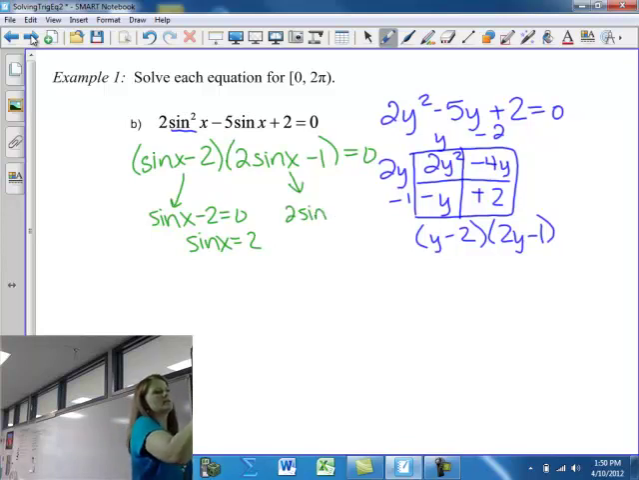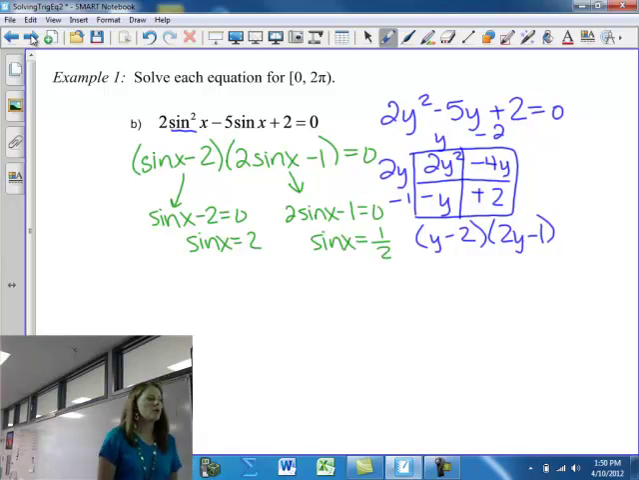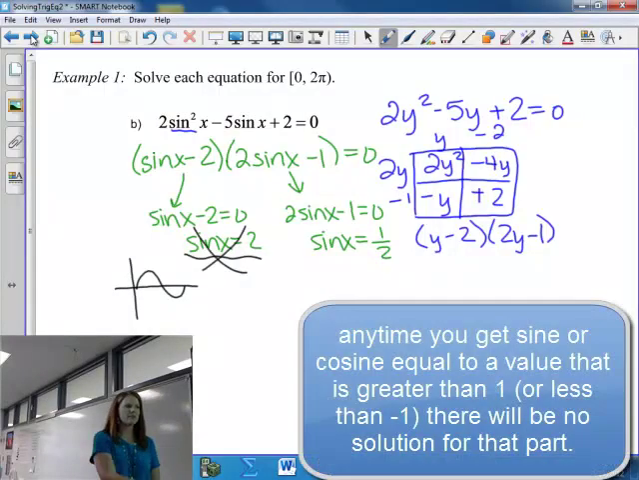2 sine of x minus 1 equals 0. We're going to go ahead and solve that and get... Add 1, divide by 2, we get 1/2. Okay, so back to this first one here. When does the sine of x equal 2? Well, the sine function goes up to 1 and then down to -1 over and over and over again, but it never actually reaches 2. So never. That one's irrelevant. Gives us no solution on that side.